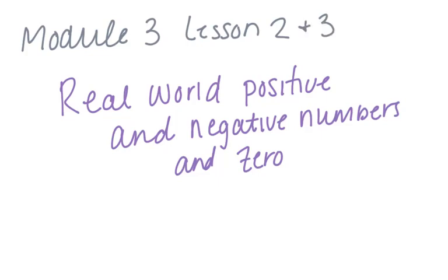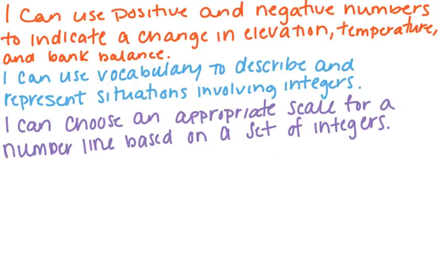Alright, today we're going to be talking about lessons 2 and 3 in Module 3. And lessons 2 and 3 are going to talk about real-world positive and negative numbers and 0. We have 3 new learning targets.